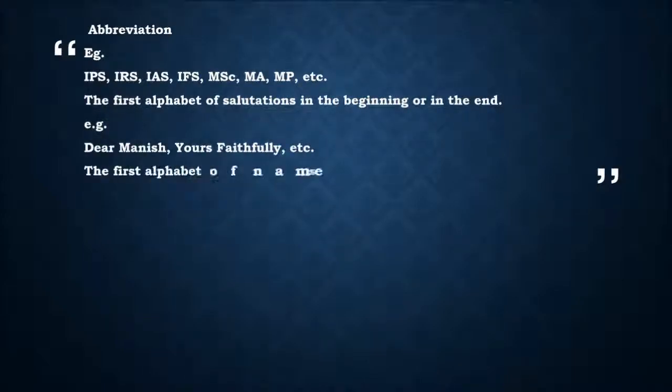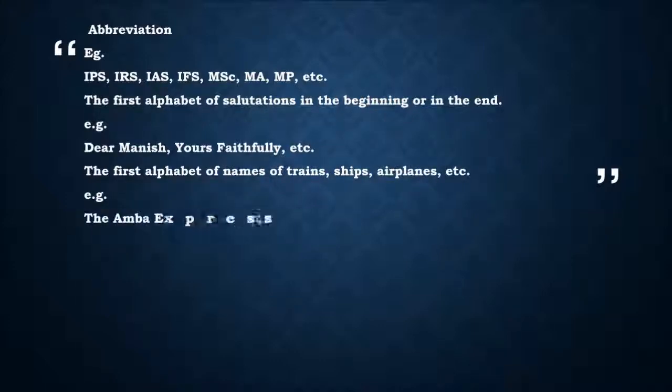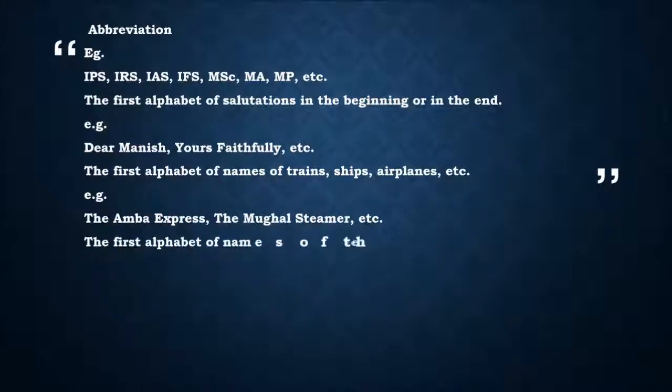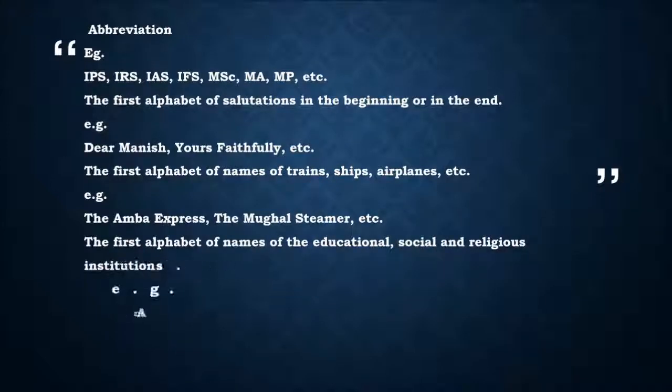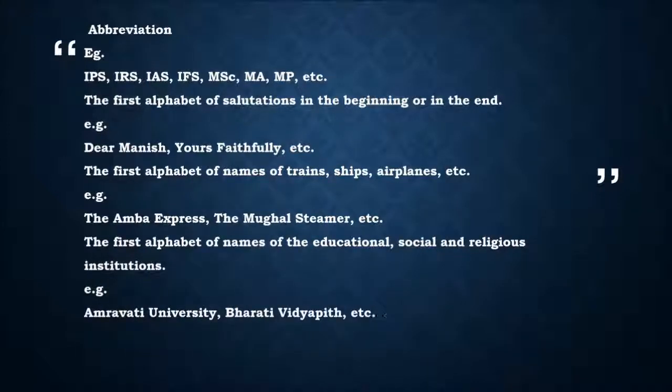19. The first alphabet of names of trains, ships, airplanes, etc. E.g. the Amba Express, the Mule steamer, etc. 20. The first alphabet of names of educational, social and religious institutions. E.g. Amravati University, Bharati Vidyapith, etc. 21. The first alphabet of names of important historical events and buildings. E.g. the Independence Day, the Republic Day, the Taj Mahal, Red Fort, etc.